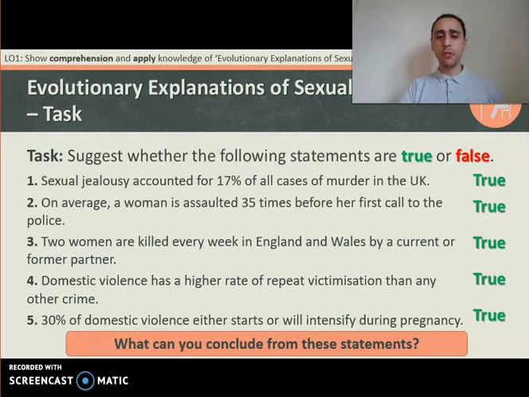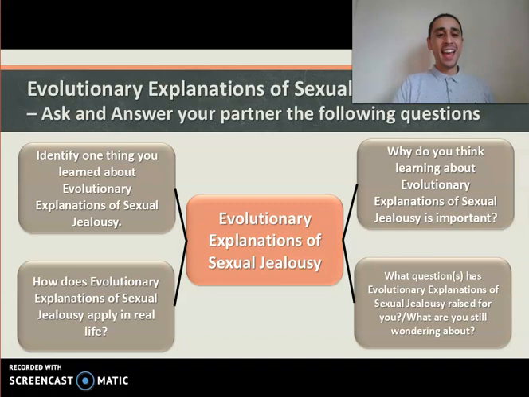What can you conclude from these statements? Think about it. What can you conclude from these horrific statements in terms of evolutionary explanations of aggression? Of course, we can conclude that men are horrible. And there's that side. Identify one thing you learned about evolutionary explanation of sexual aggression.